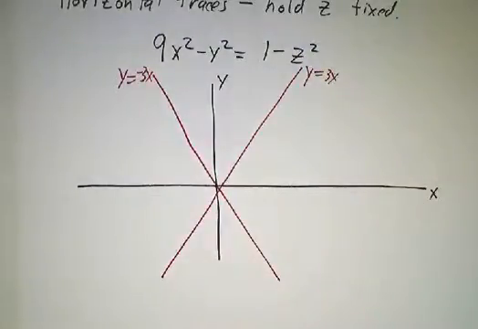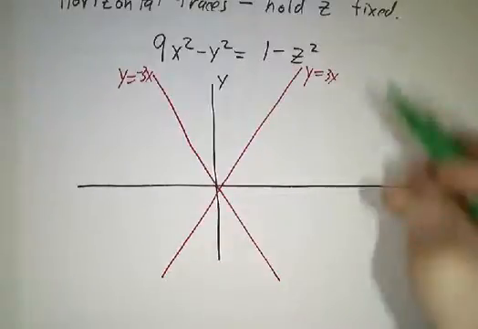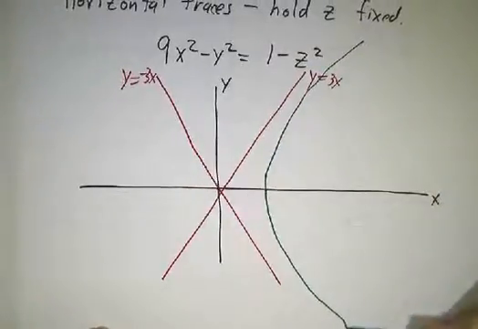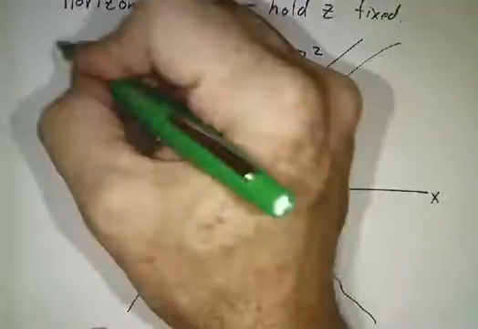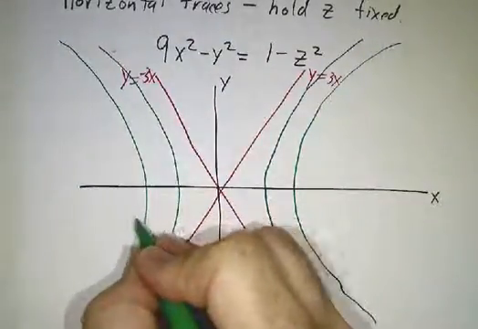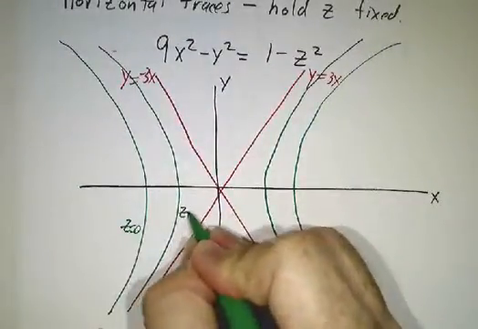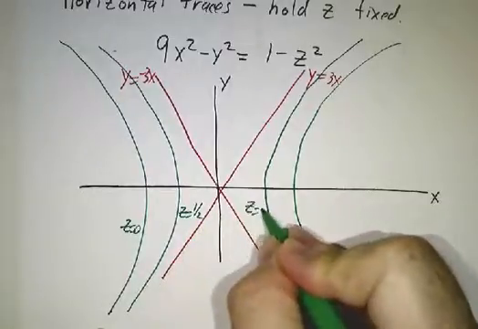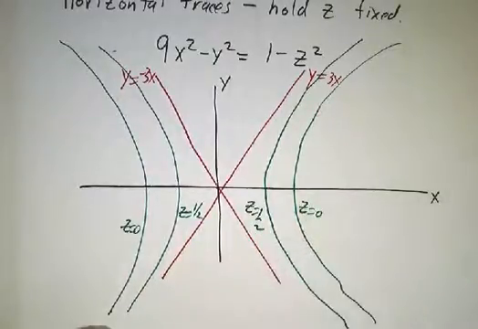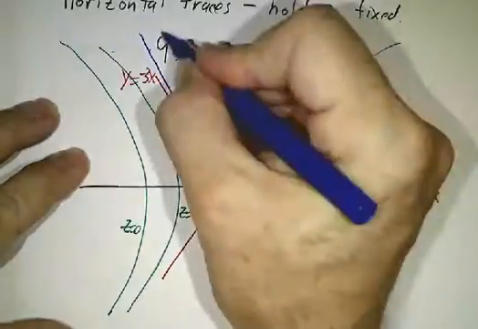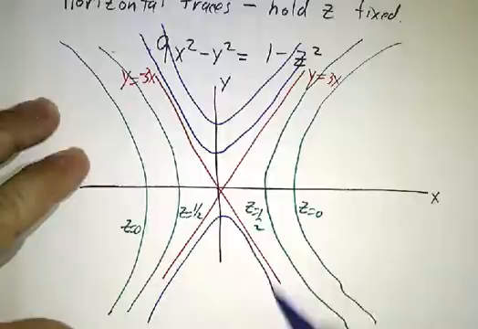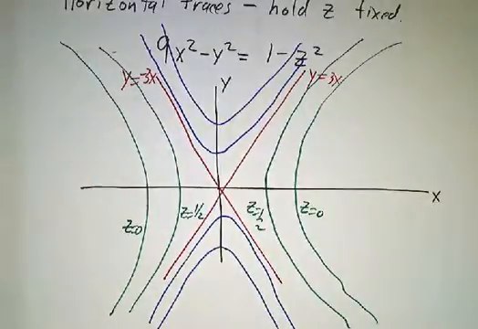Now, if z is less than 1, then we get a hyperbola on this side. So this might be, say, z equals 0. This might be z equals a half. And when z is bigger than 1, you get a hyperbola on this side. So you see that whatever happens, you're going to get something with hyperbolas in it.